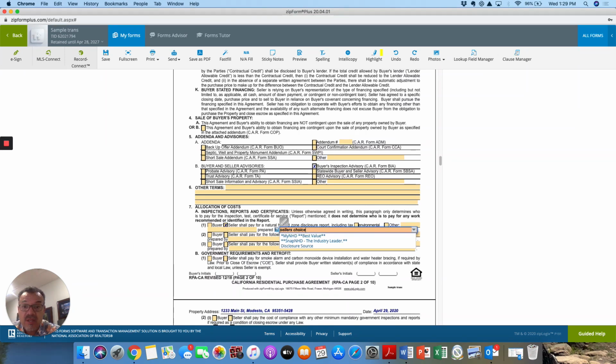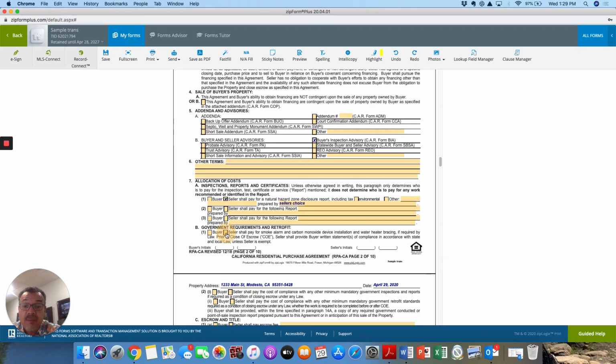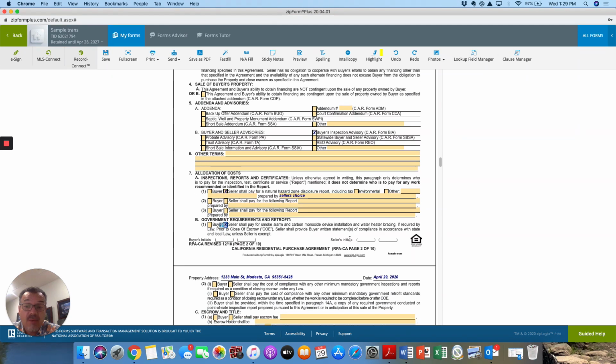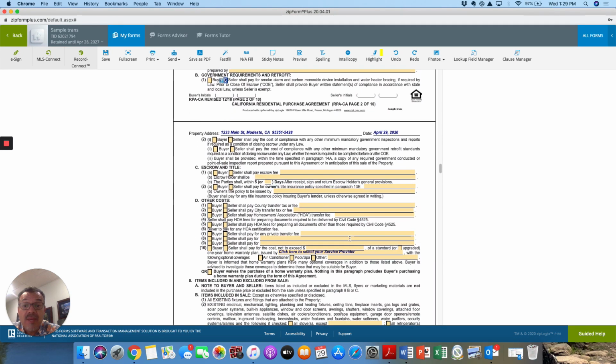OICE is enough there. If you were asking for the seller to pay for any other reports, that would go here. Typically, no other reports are included just to keep it as clean as possible. The seller, you ask them to pay for smoke alarm and carbon monoxide installation and water heater bracing. Next, we move to page 3.